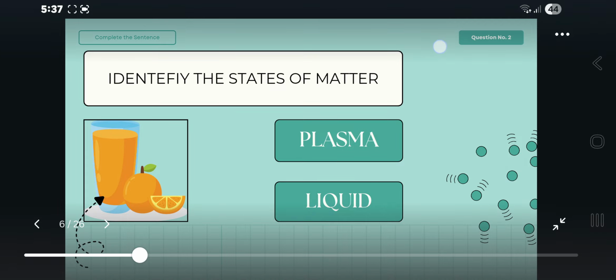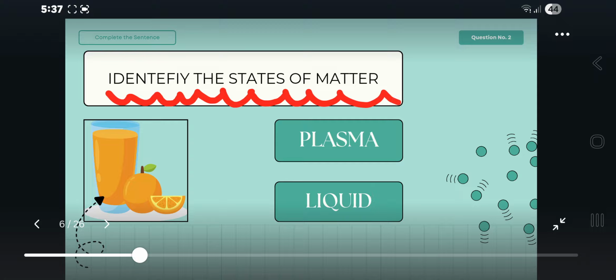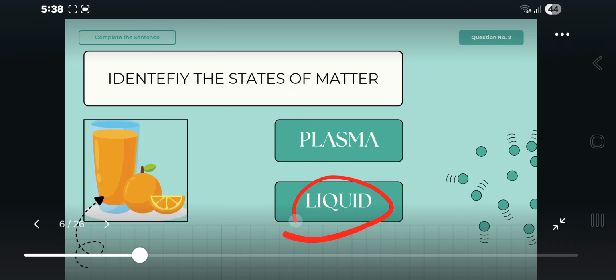Identify the states of matter. Can you see that the way of asking is different? In the previous one they asked state, and in this one they are asking identify. The basic reason is to confuse the kids. Don't get confused. They are just trying to test your knowledge. Now tell me the answer. The answer is liquid. The arrow is not on the orange, the arrow is on the liquid juice. That's why it is liquid. Moving on.